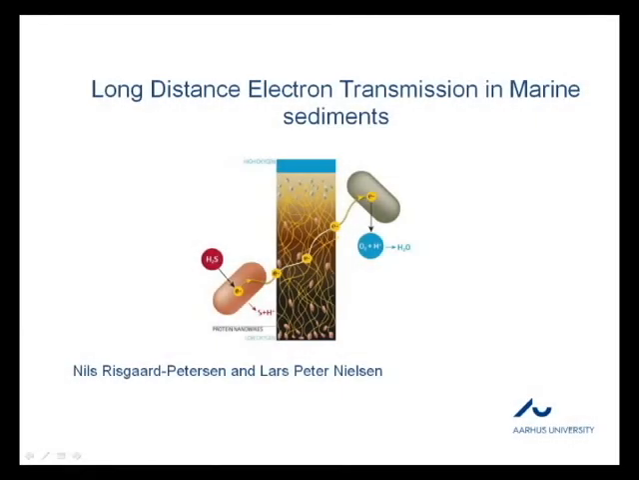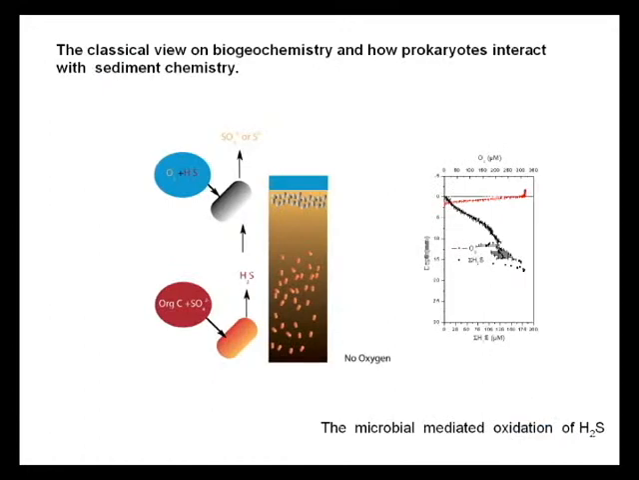Well, if we look at the classical view on how biochemistry and how prokaryotes interact with sediment chemistry, we have this model where we assume that microorganisms need direct access to both electron donor and electron acceptors. This is an example of sulfide oxidation. Sulfide is produced in the anoxic part of the sediment by sulfate-reducing bacteria, and is transported by diffusion up to the oxic zone, where another organism that can use oxygen can oxidize the sulfide, and in this way generate energy.